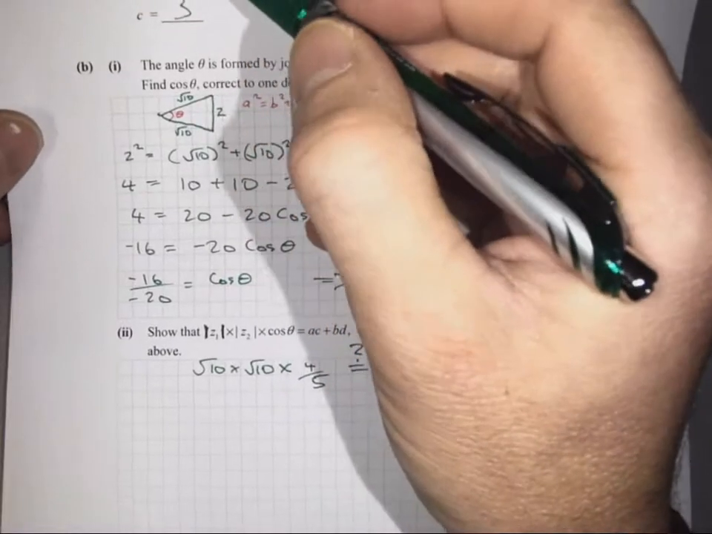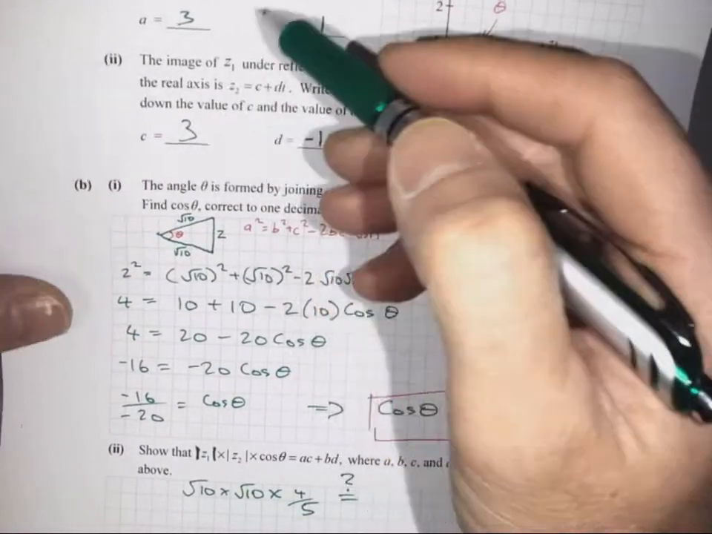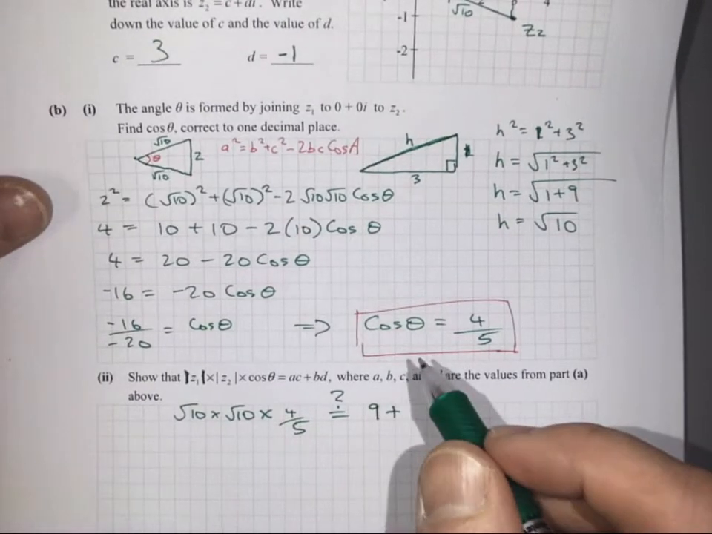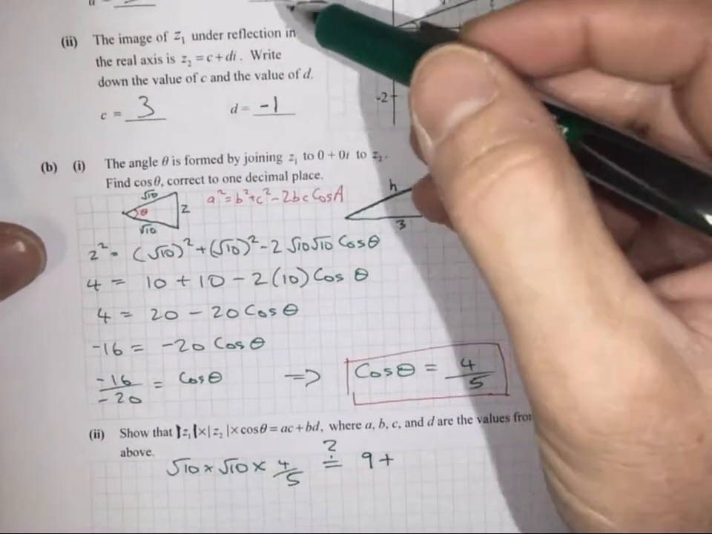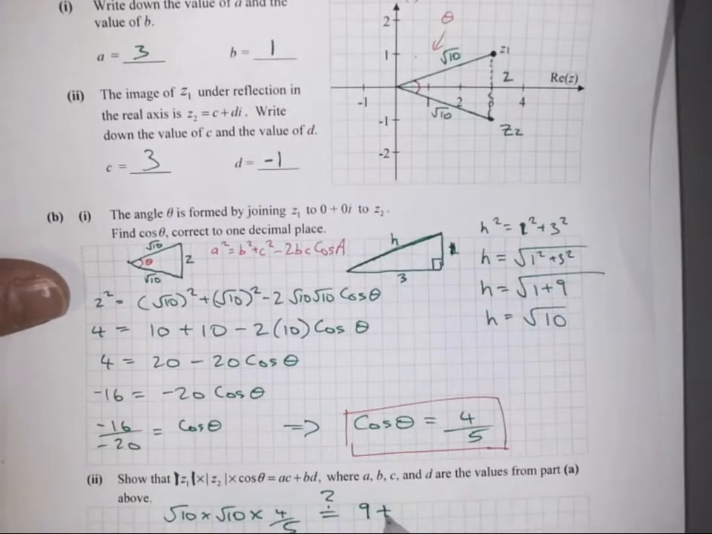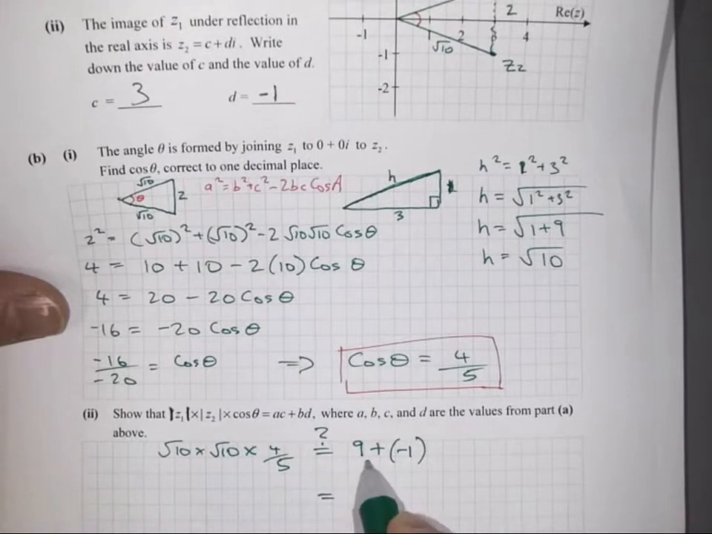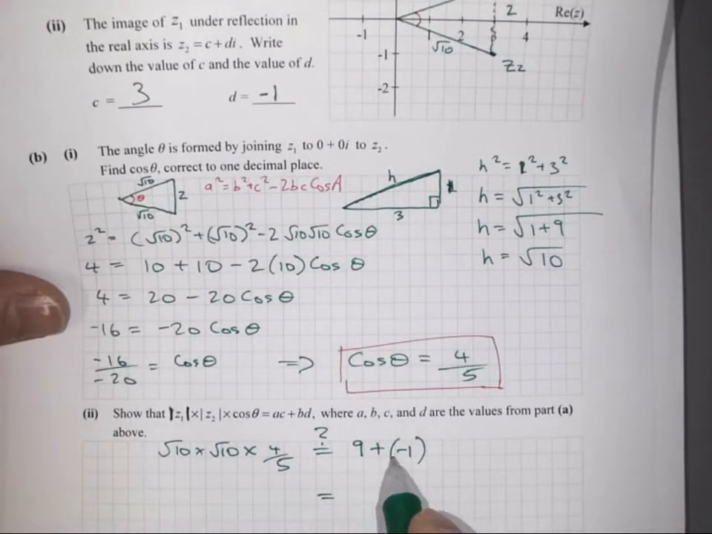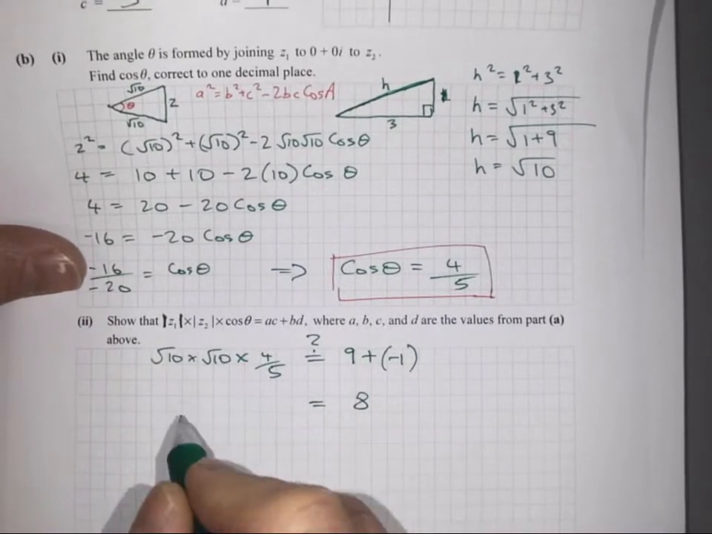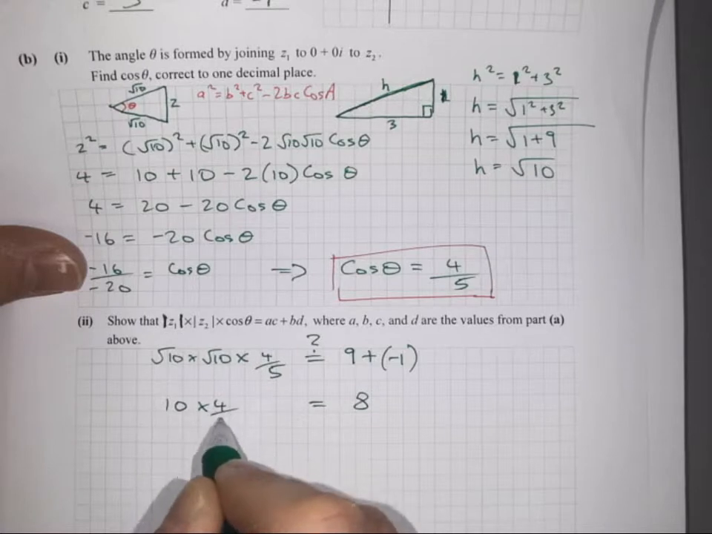A times C is 3 times 3. 3 threes comes to 9, plus BD. BD is 1 times minus 1. 1 times minus 1 is minus 1. So it's going to be plus minus 1. So that gives us 9 plus minus 1 on the right hand side, which comes to 8. And on the other side we have root 10 times root 10, which is 10, multiplied by 4 over 5.